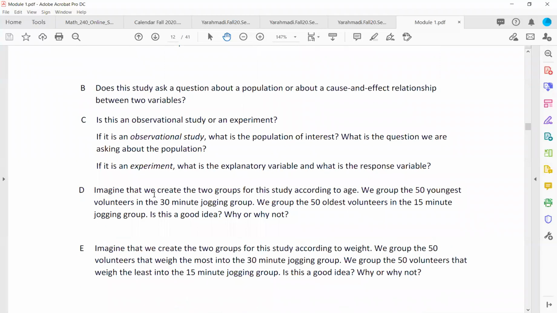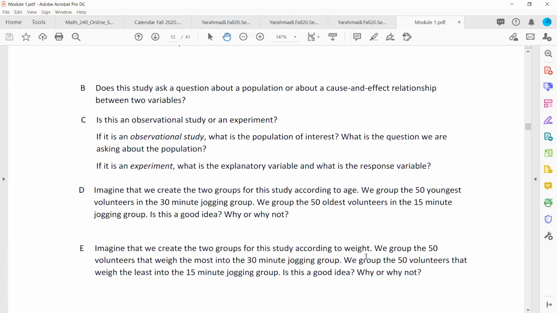D, imagine that we create the 2 groups for this study according to age. We group the 50 youngest volunteers in the 30 minutes jogging group. We group the 50 oldest volunteers in the 15 minutes jogging group. Is this a good idea? Is this bias?